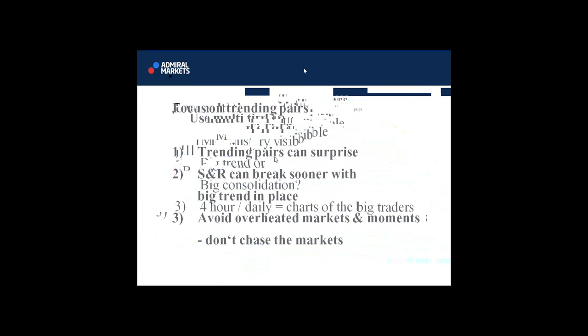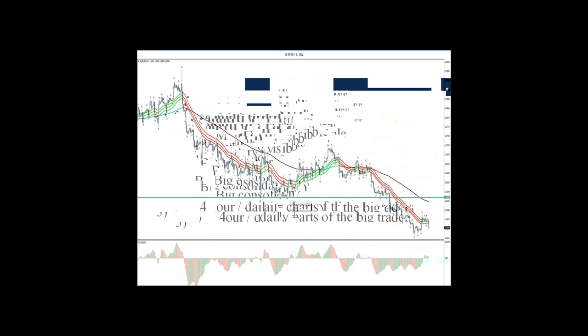Let's see. The third point: avoid overheated markets and moments, don't chase the markets. We have a webinar on that, on not chasing the markets. Here you can see a trending pair, which is the euro dollar. That was the trend in May, June, July, roughly. We know that we had some consolidation in August, although the euro dollar did break to the downside this week, didn't it? So anyhow, a trending pair like that.